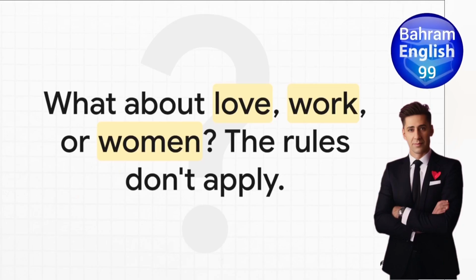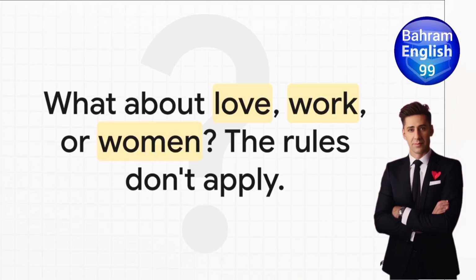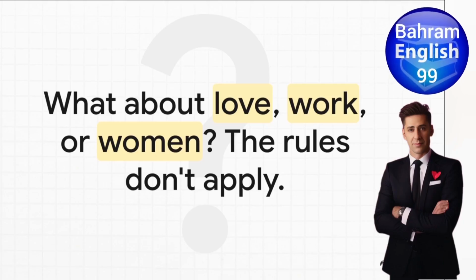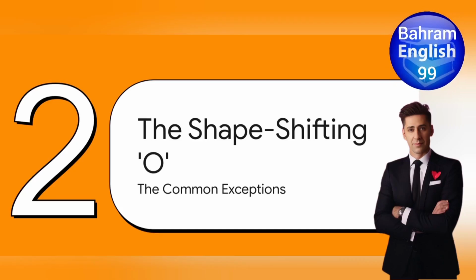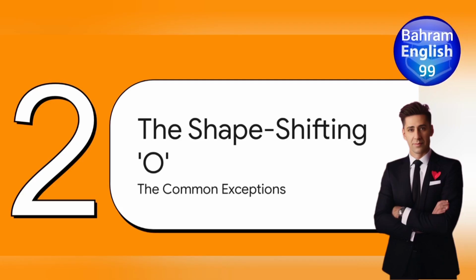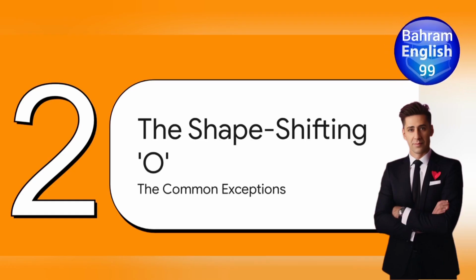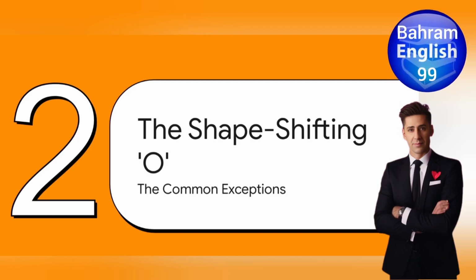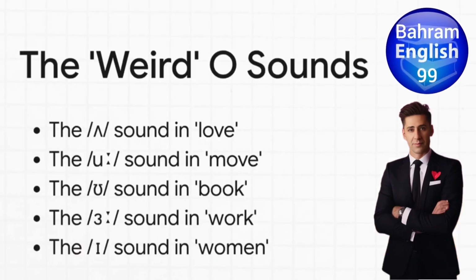That's a great start, but it really doesn't take long to find words where those rules just totally fall apart. I mean, what about love or work? And seriously, what on earth is happening with the word women? So this brings us to a really crucial point. The letter O is a real shapeshifter. It just loves to adopt different sounds that don't follow our nice, simple rules. So let's look at the most common exceptions, the ones that, for the most part, you just have to learn by heart. Here are the main culprits, our most wanted list.